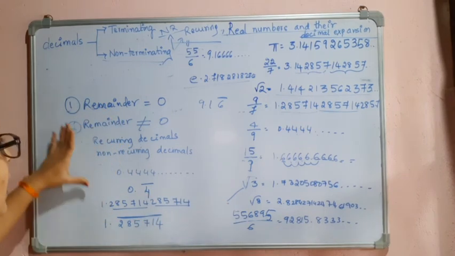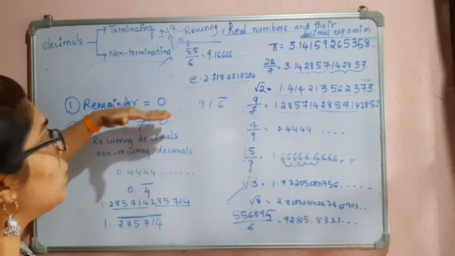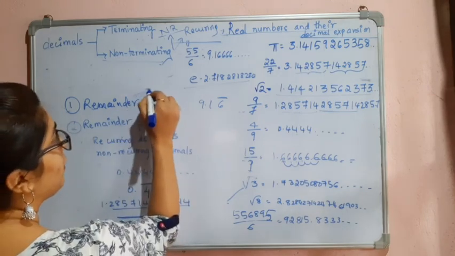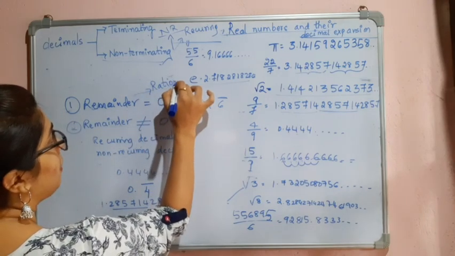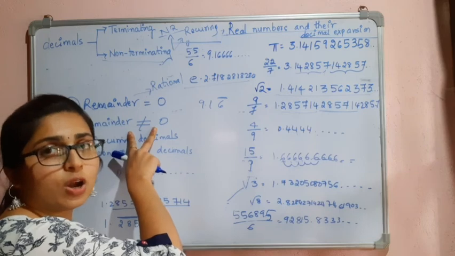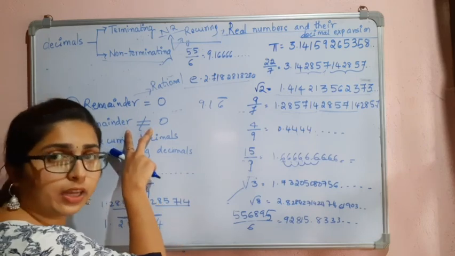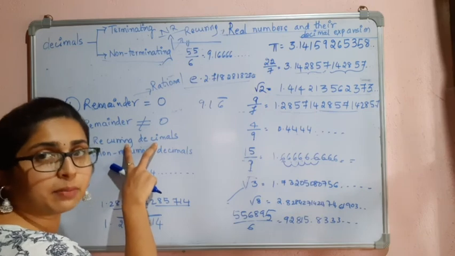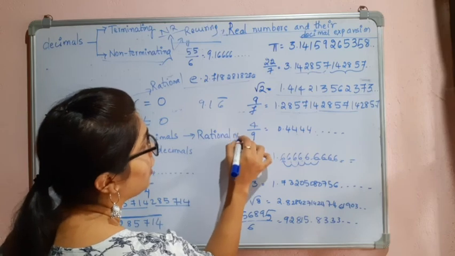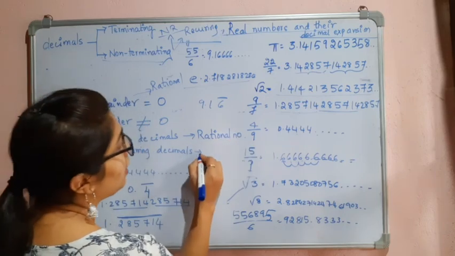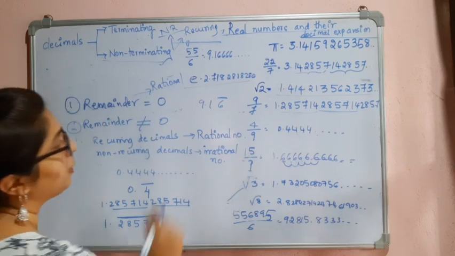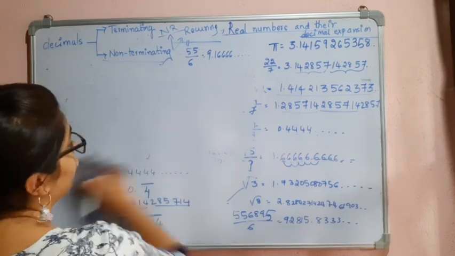So these are examples for the remainder not equal to 0, and remainder equal to 0. When the remainder is equal to 0, it will be a rational number only. But when the remainder is not equal to 0, you can have a rational or irrational number. Check if it is a recurring decimal. If it is a recurring decimal, it is a rational number. If it is a non-recurring decimal, then it is an irrational number.